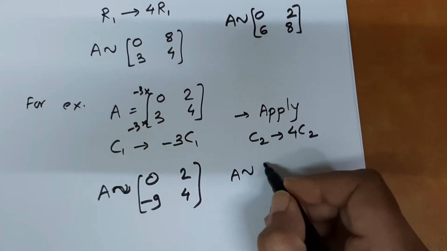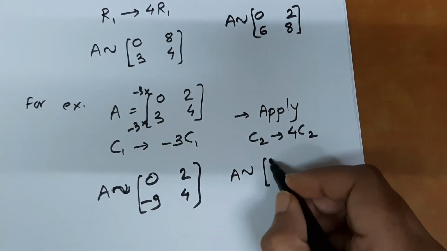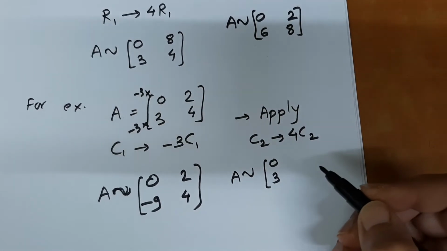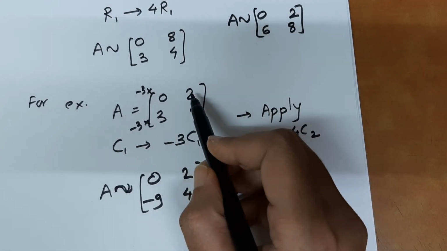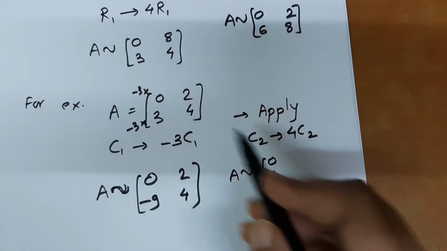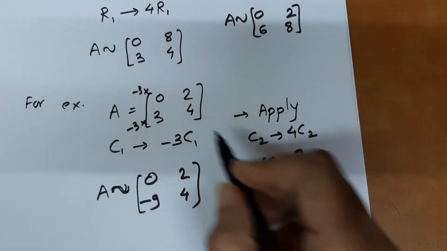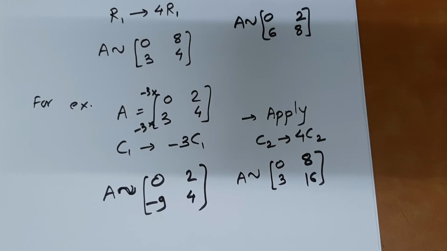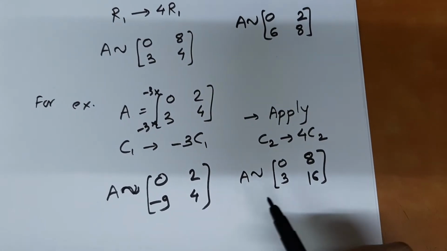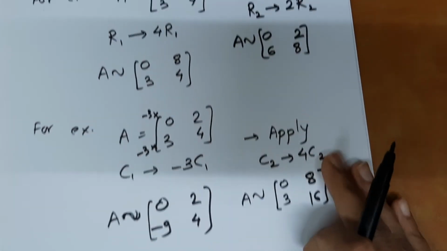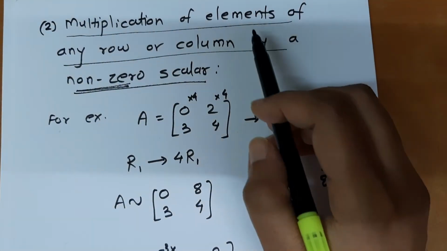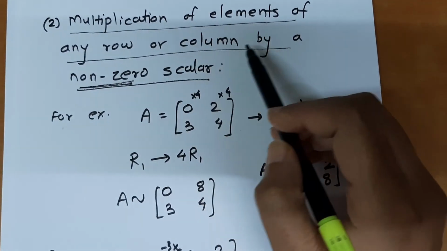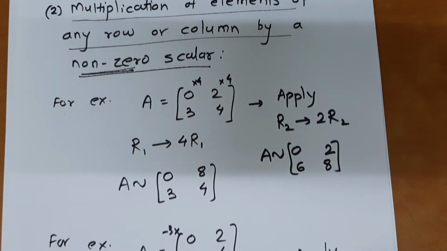A will be now equivalent to C1, that is column number first will be as it is, and multiply the second column by 4. So 4 into 2 is 8 and 4 4s are 16. So this is your operation, that is the multiplication of elements of any row or column by a non-zero scalar.